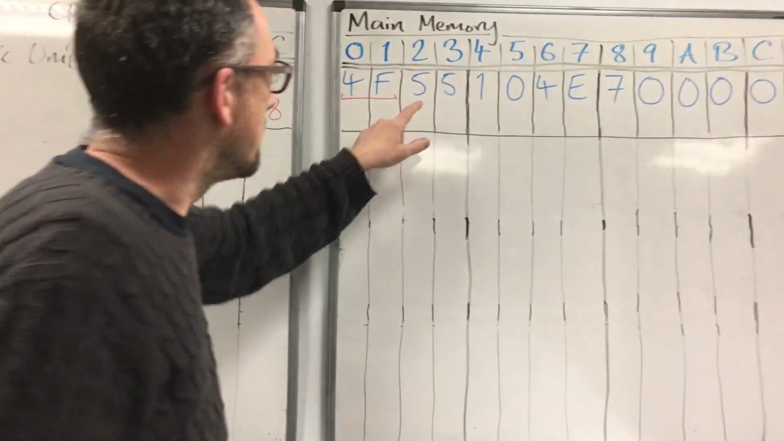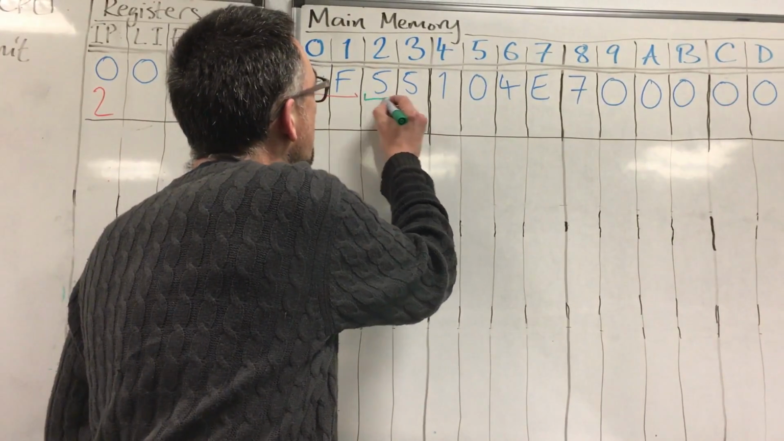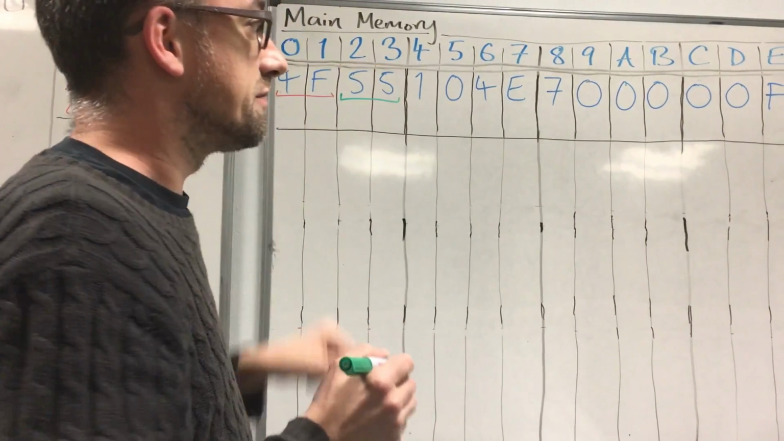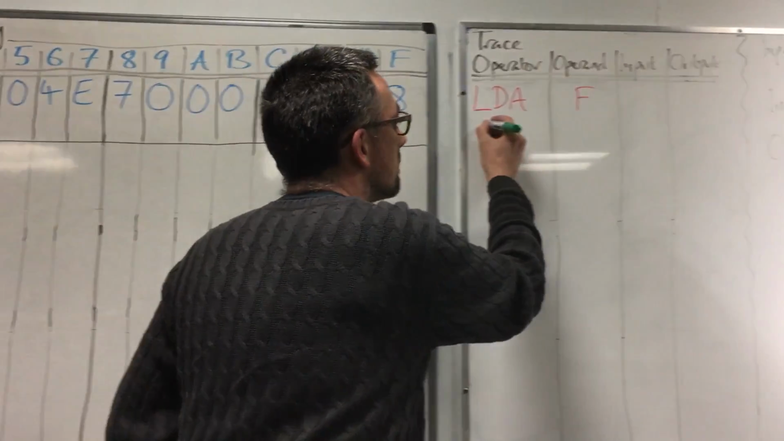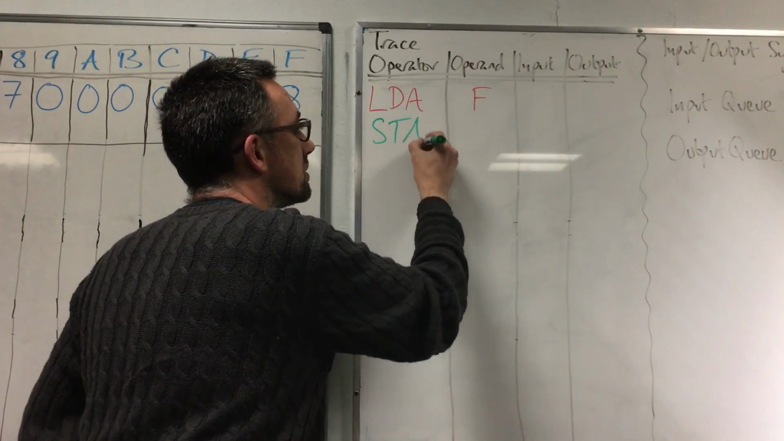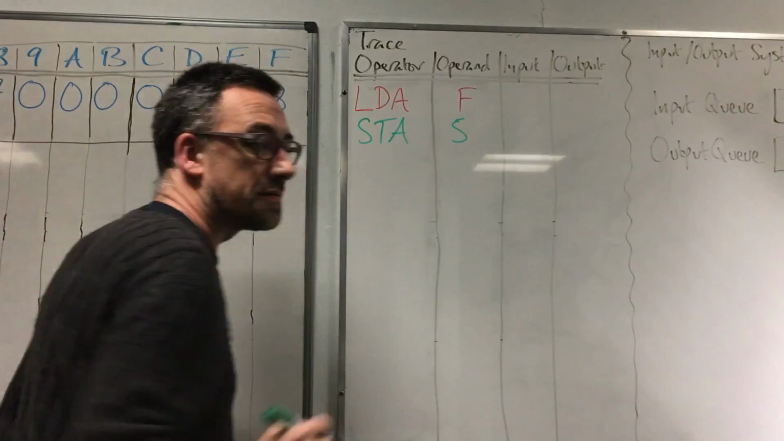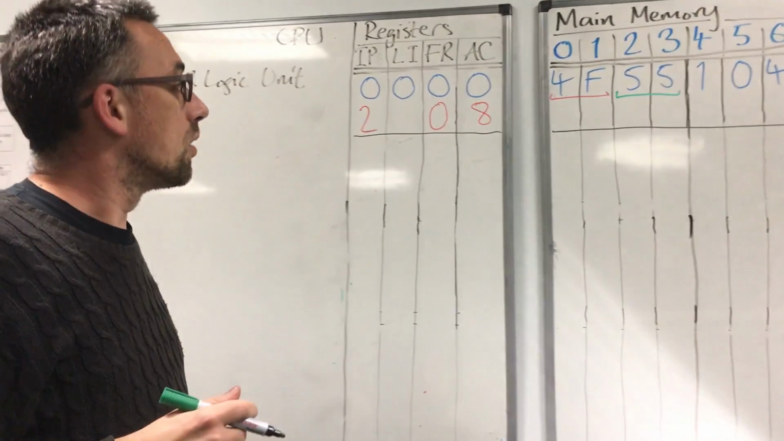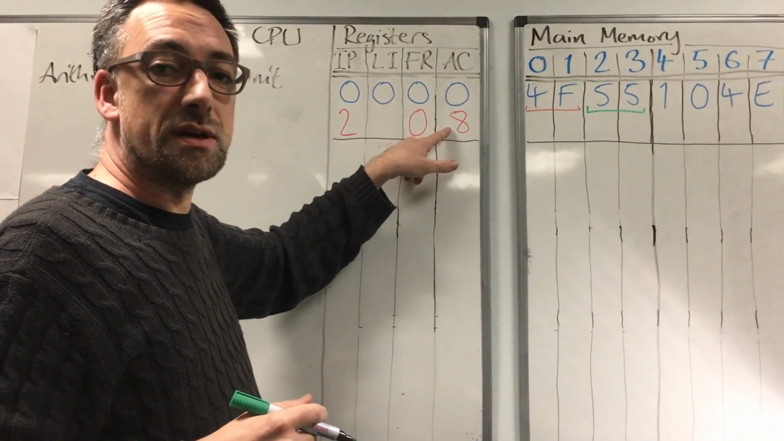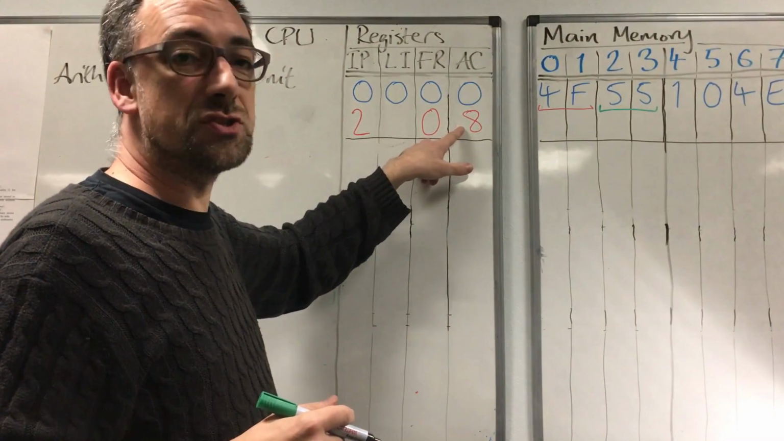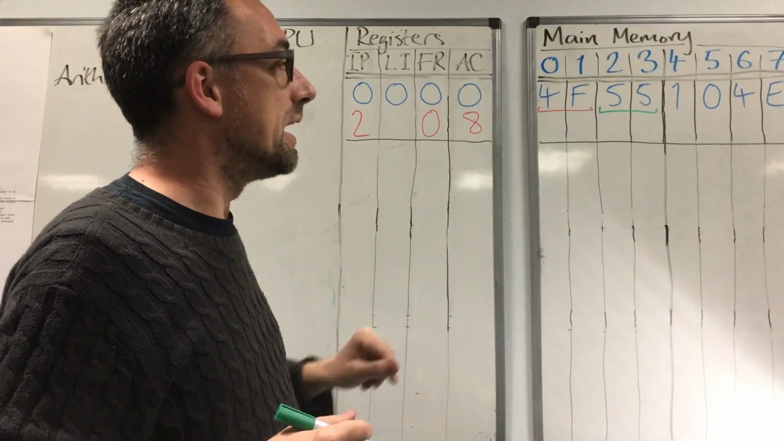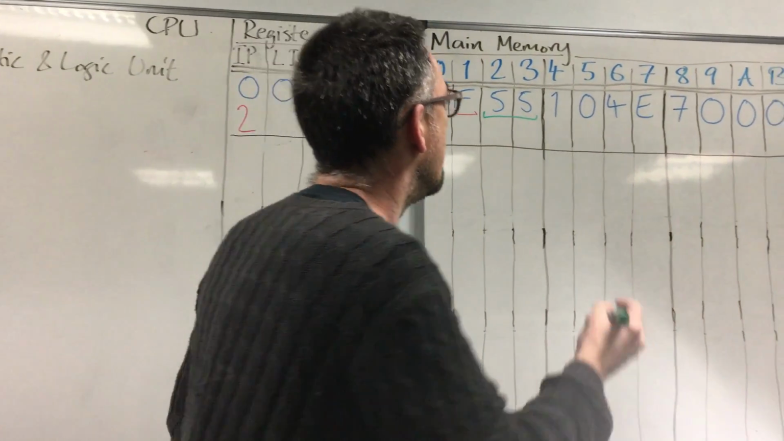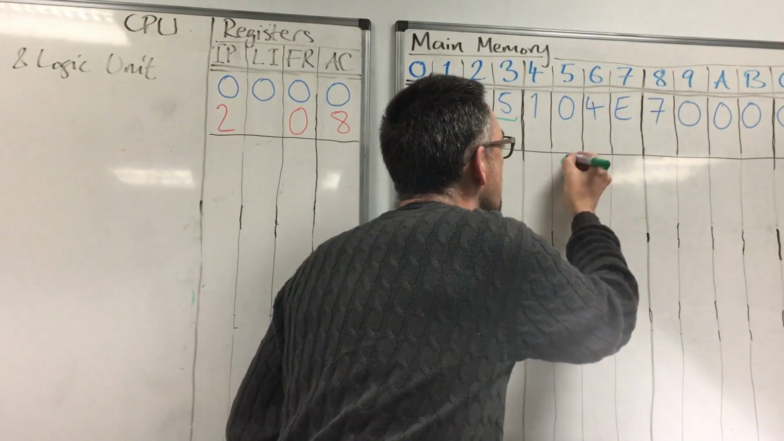So looking at the program, here the operator is 5 and the operand is 5. In the trace, we should decode the instruction as STA5. Now, what does it do? Well, the accumulator is currently 8, and we should store that value 8 in the location indicated by the operand. That's to say, in location 5.